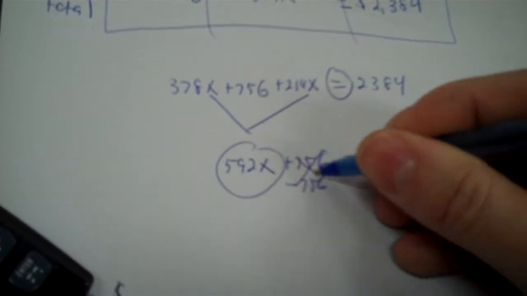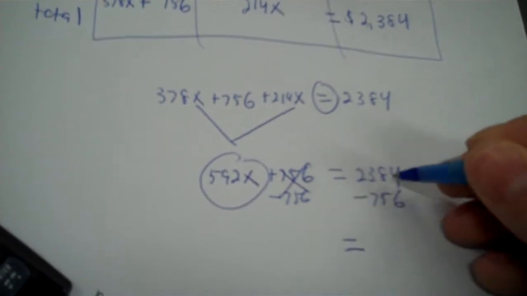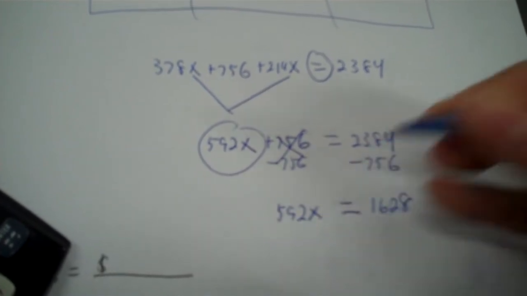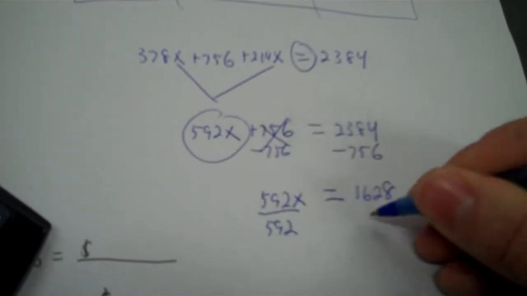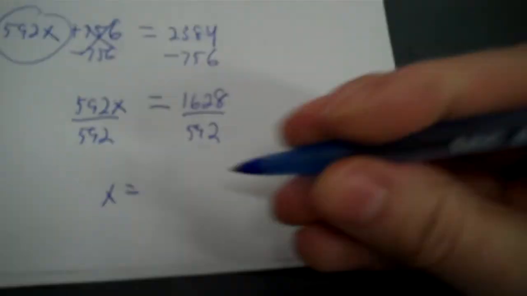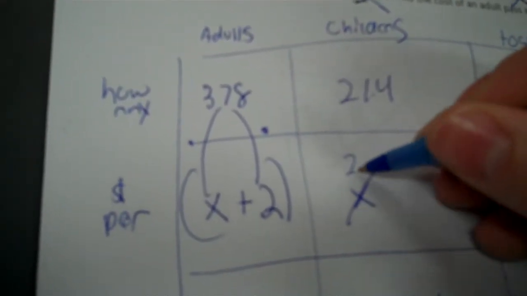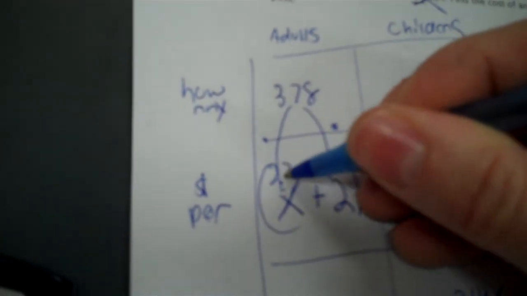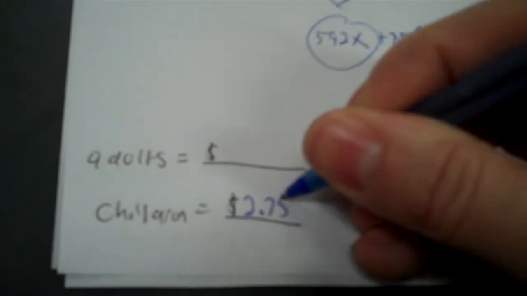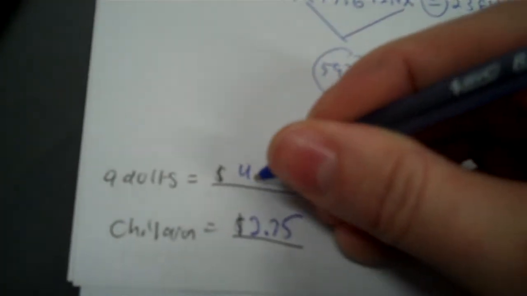Get your 756 to 0. That minus that is 1,628, and then you have 592X. Now it's time to divide by 592. So 1628 divided by 592 is 2.75. So X is 2.75. So I go to my X's, these two, and put 2.75 here and 2.75 here. So 2.75 is the cost for children. Just look straight up. The 2.75 plus 2 is the cost for an adult, which would be 4.75.